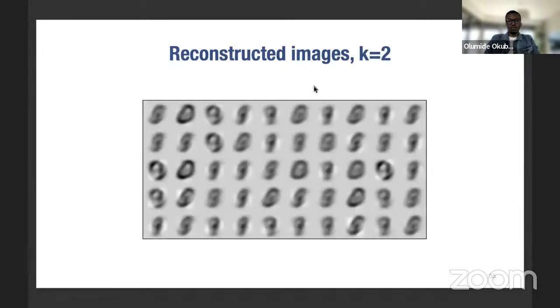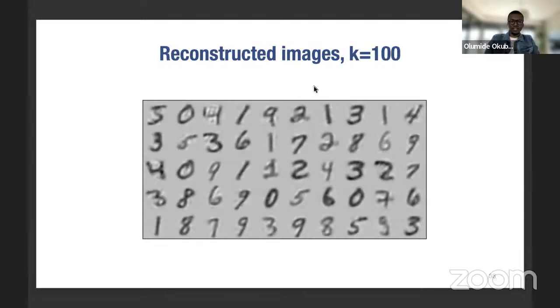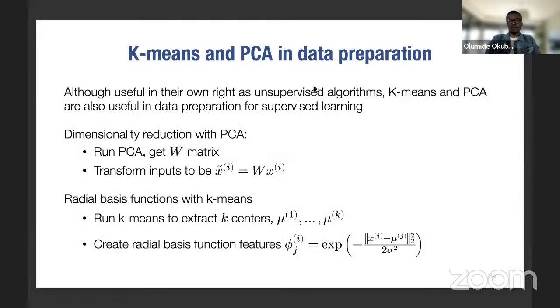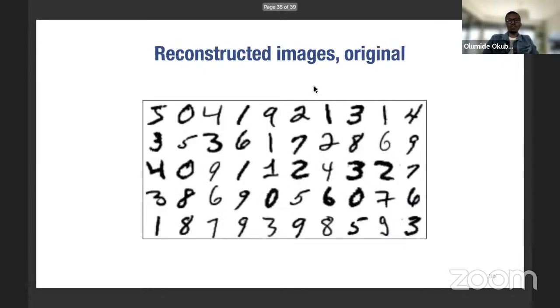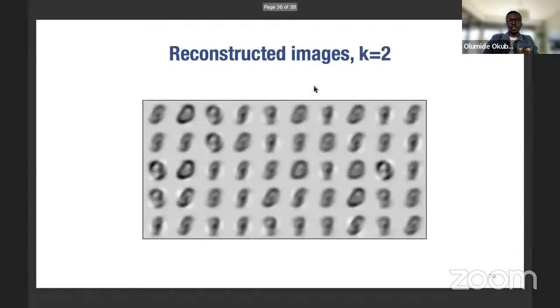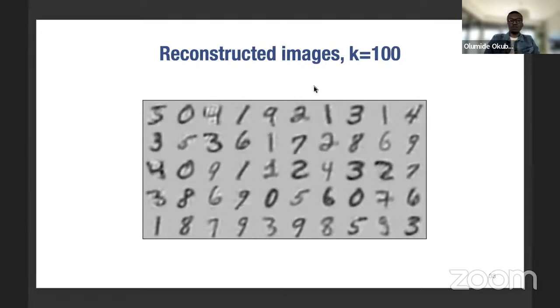This is K equal to 2. This is when you take only the 2 principal directions. This is when you take 10, when you take 100. Sorry, this is the original image. And this is what you get when you have 2. This is what we get when you have 10 principal components. This is what you get when you have 100 principal components.